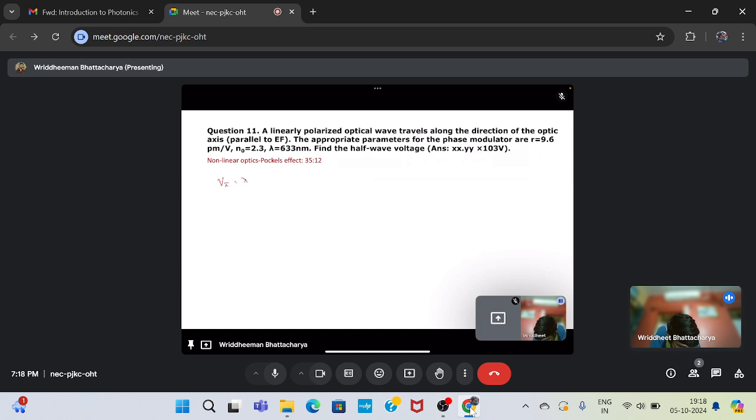So V pi is lambda by 2 r63 n0 cubed, which gives us 633 nanometer by 2 times 9.6 picometer per volt into 2.3 cubed. So by solving this, we'll get the answer as 5.38.